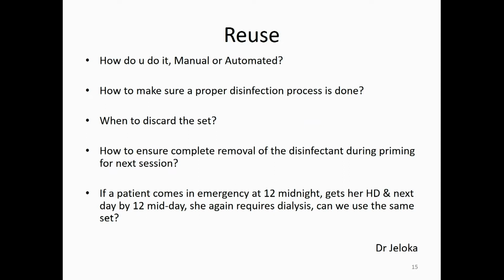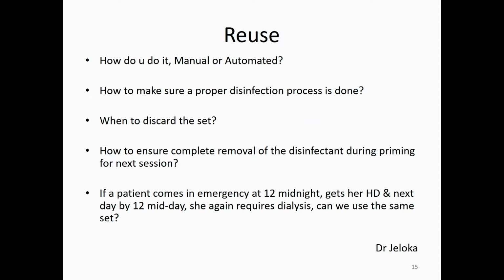So how to make sure that proper disinfection is done? This is very important, though I don't think that we are checking it routinely. Many centers might be checking, I'm not sure. We started with every session, but then we started doing it randomly, and then actually we have given up unless there is a suspicion, to be honest. In my center I'm talking about.